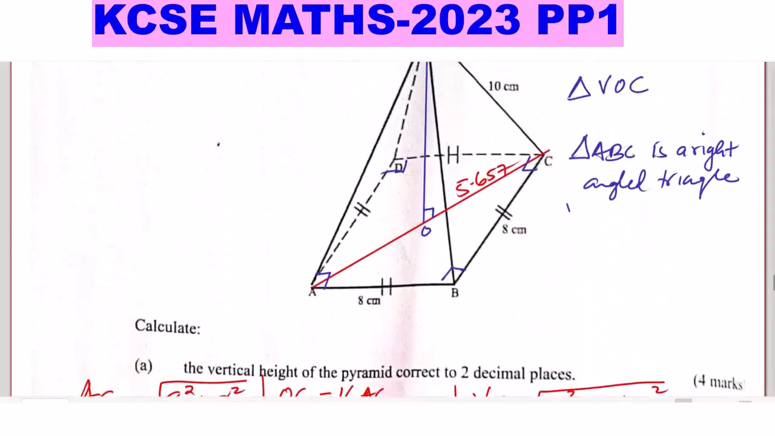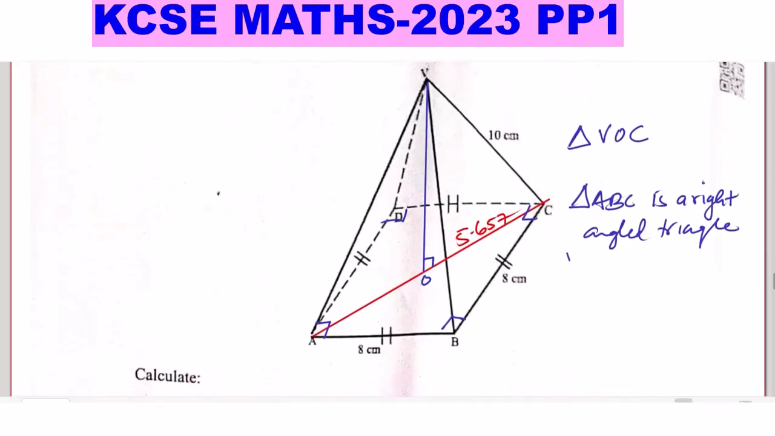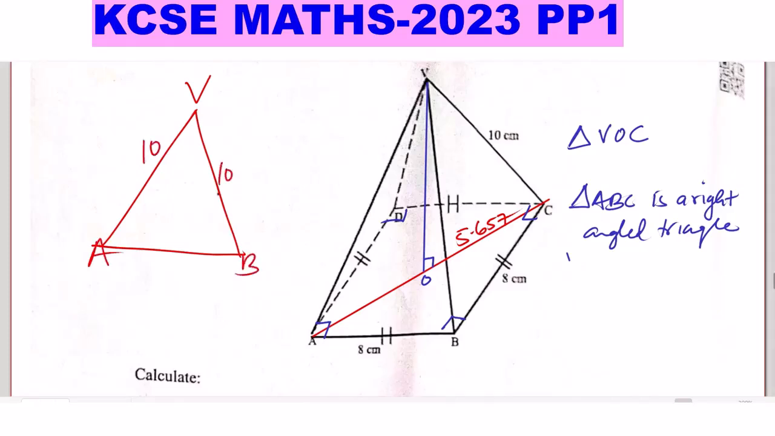Then we have all the slant faces. This one is a right pyramid, so all the slant faces are equal. The slant heights are 10. So if you're able to get the area of just one, VAB, this is 10, this is 10, and this one is 8.